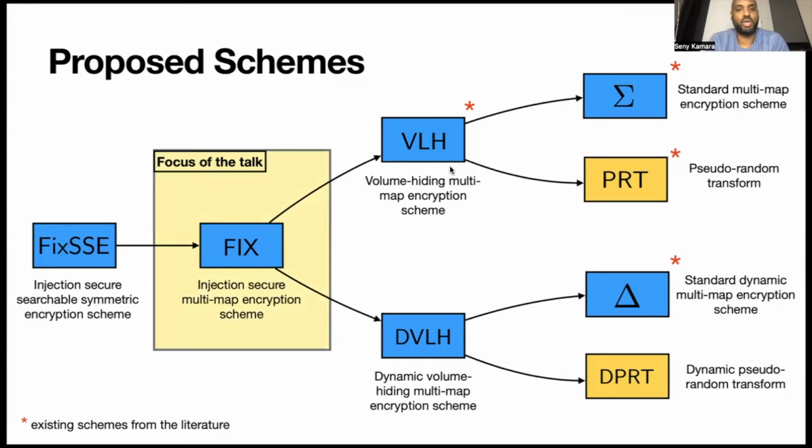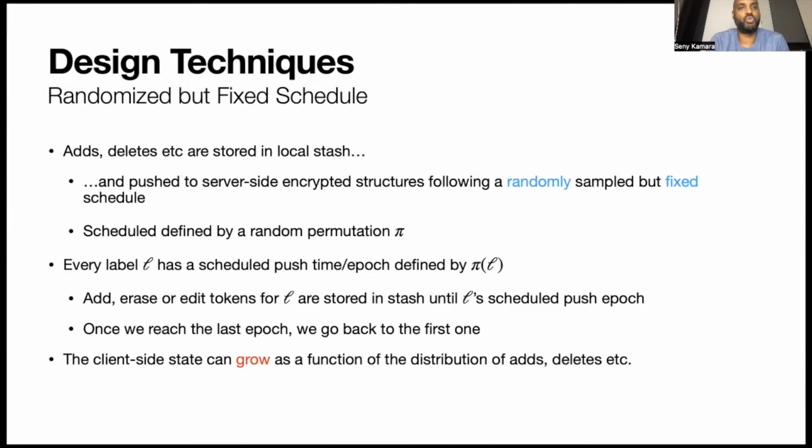And for the talk, I'm going to focus just on the injection secure multimap encryption scheme, so just on FIX. The way the scheme is going to work is that we're going to stash add and delete tokens locally at the client, and we're only going to push them according to a schedule that is random and fixed. And this random schedule is going to be determined by a random permutation pi.